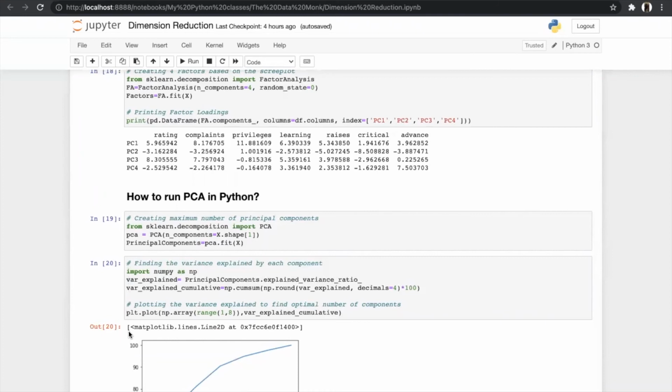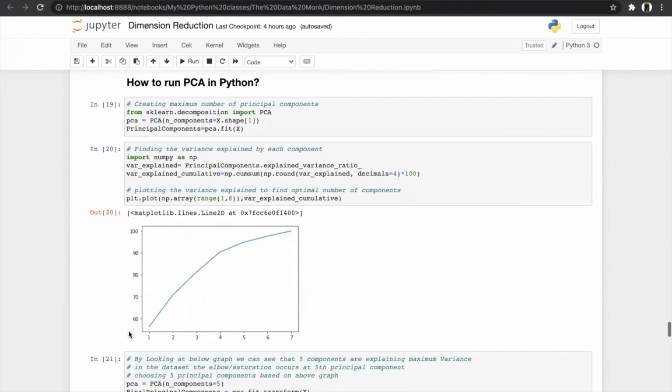After that, we will find the variance explained by each component. To find it, we have used principal_component.explained_variance_ratio_, and then add all the explained variance ratios to our cumulative explained variance, and then plot the graph of the cumulative explained variance. Why have we plotted this graph? We have plotted this graph to find the optimum number of components. So from this, as you can see, this is our graph.